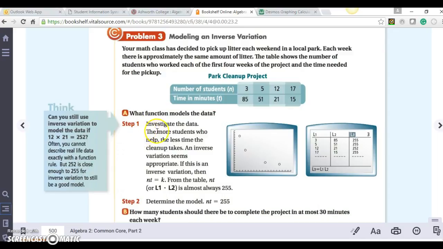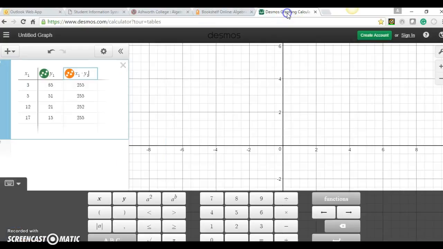So investigate the data. The more students that help, the less time that it took. That makes sense. An inverse variation seems appropriate. If this is an inverse variation, then NT equals K. So I put it in my graphing calculator. It's a free calculator at www.desmos.com.